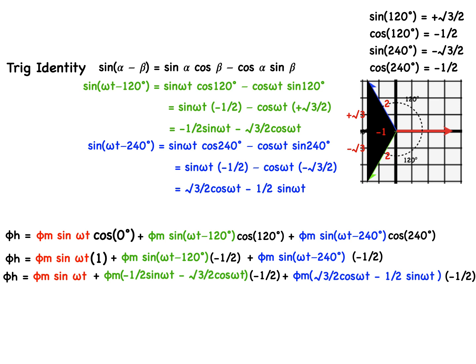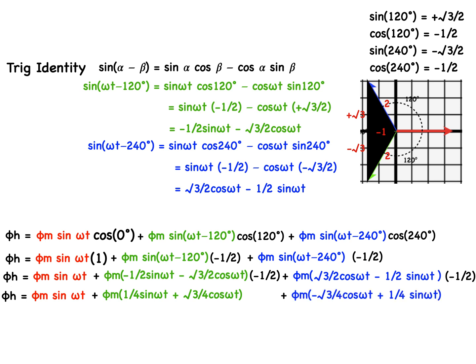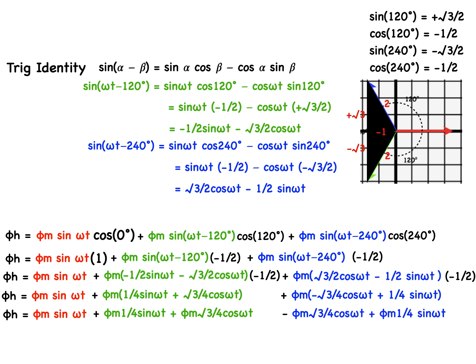Now I'm going to bring the minus 1/2 inside the brackets, which will change the equation to look like this. And removing the brackets, the equation now looks like this. Plus phi m root 3 over 4 cos omega t negates the minus phi m root 3 all over 4 cos omega t.